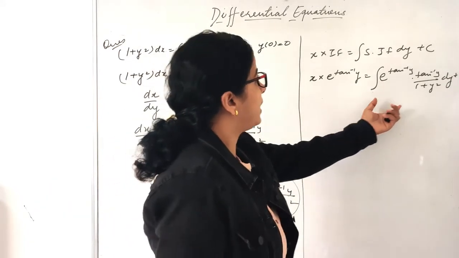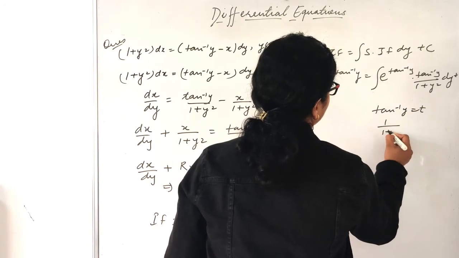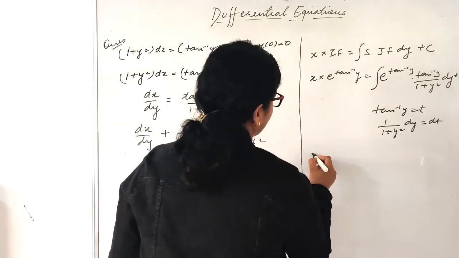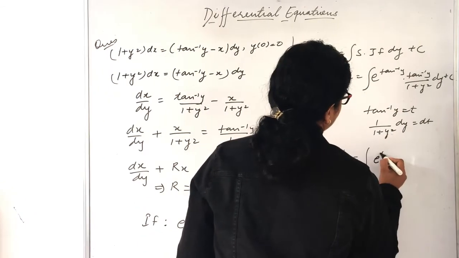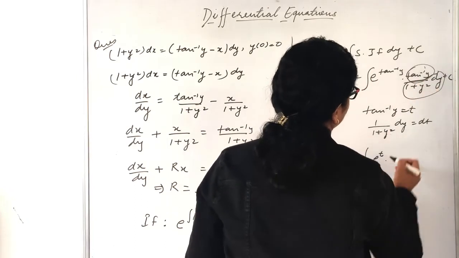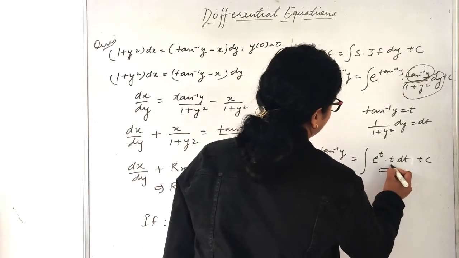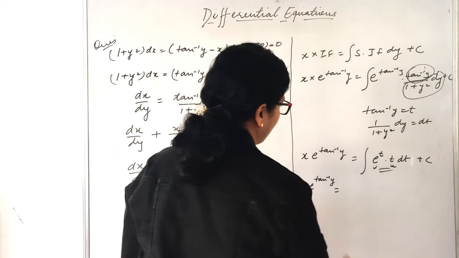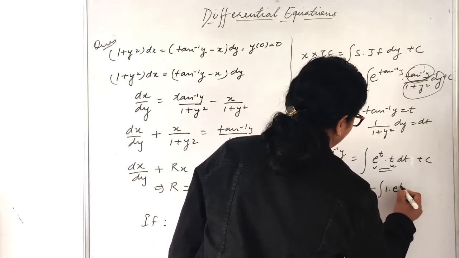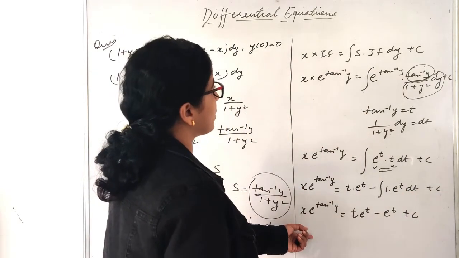Right? Now let us assume tan inverse y equals t. So 1 by 1 plus y square dy is equal to dt, right? Substitute. Now e to the power t, and dy upon this part becomes dt, and this is t, right? We will use the UV rule. So this will become u, this will become v, right? So t we will write as it is, e to the power t, minus 1 e to the power t dt plus c, right? Okay. Now let us substitute the value of t.